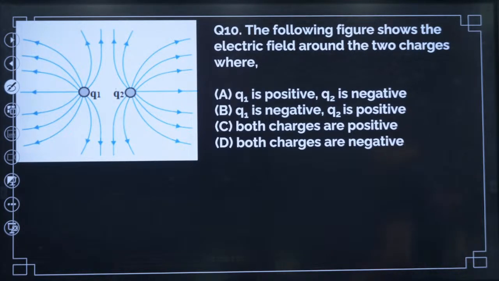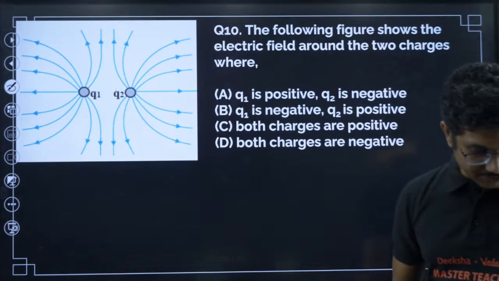Now let's see who can answer this question. Tarun, Nagaraj, Pratap, Lata, everyone is saying option C. Okay, let's see.